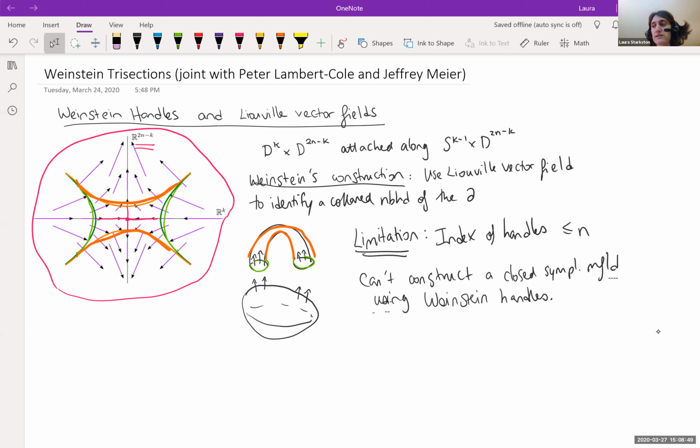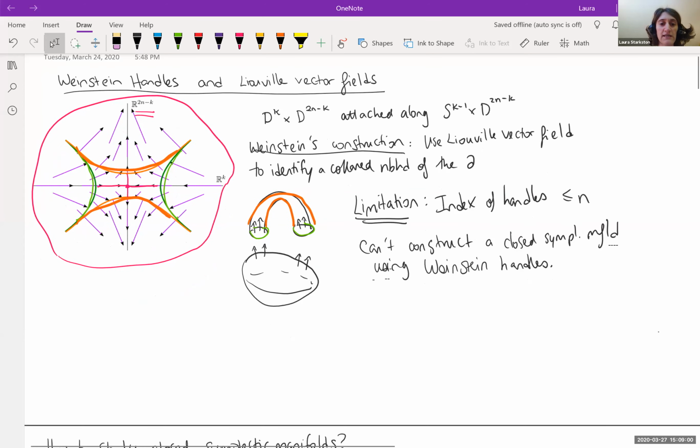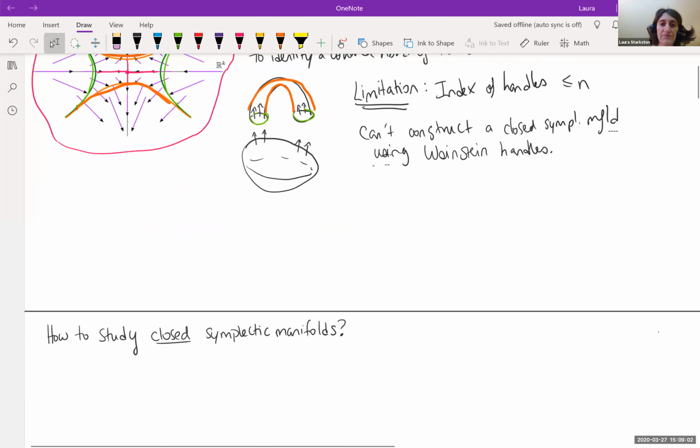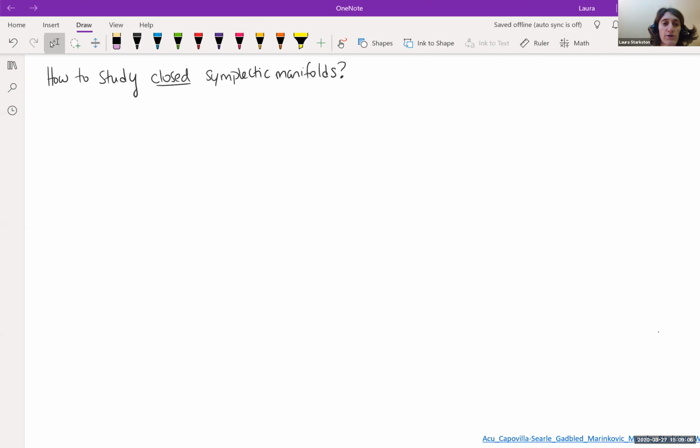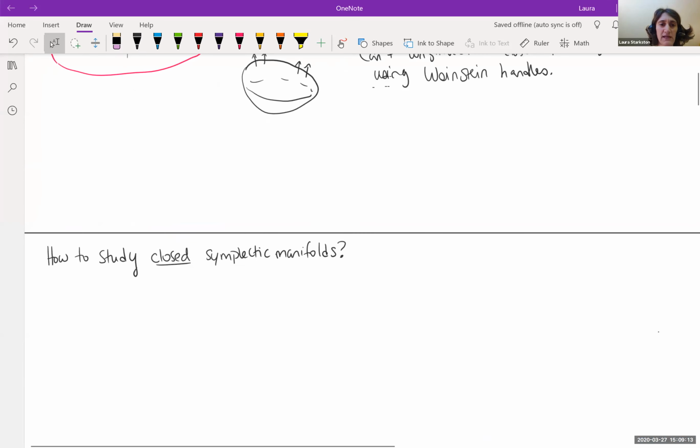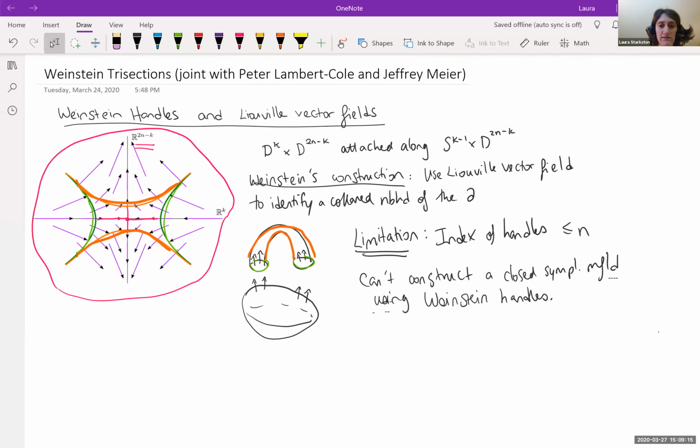So this is a bit of a limitation in the construction. And if we're interested in studying closed symplectic manifolds, there are various techniques that have been thought about to work in that context. So maybe I'll just ask, are there any questions at this point? I was intentionally a bit vague about the setup of these Liouville vector fields, but I'm happy to answer any questions.